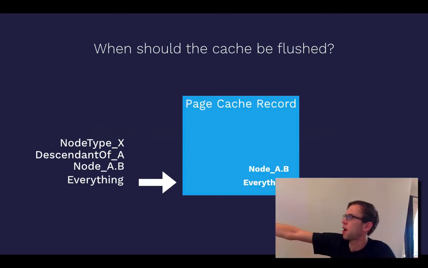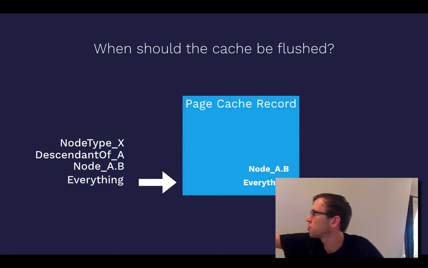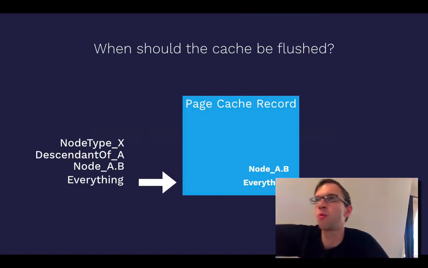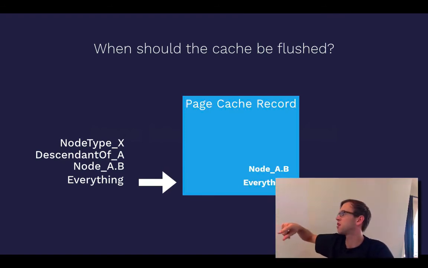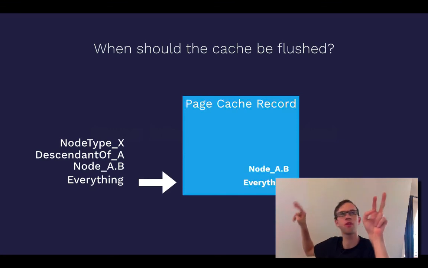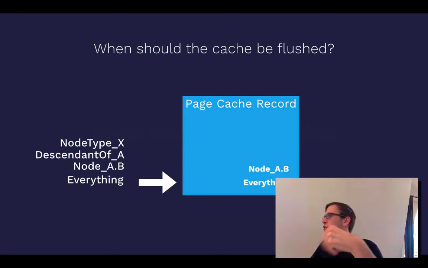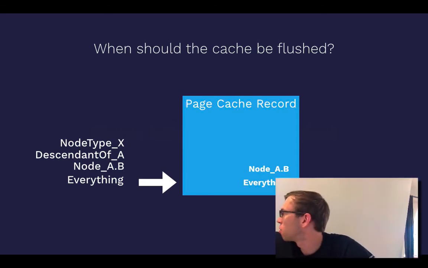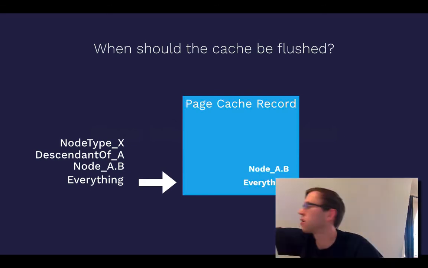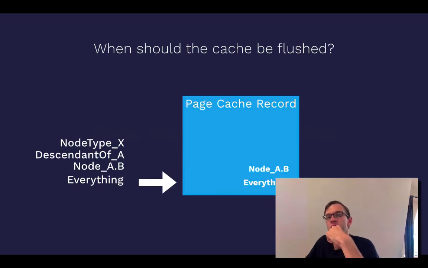So that means if some content changes, the everything tag will always be flushed. So everything which is tagged with everything will be flushed at every single content change, no matter where this is done. Then we have node underscore UUID of the node, which is triggered all the time when a certain node changes. So that means one node changes, and then this single cache record for this node needs to be flushed.